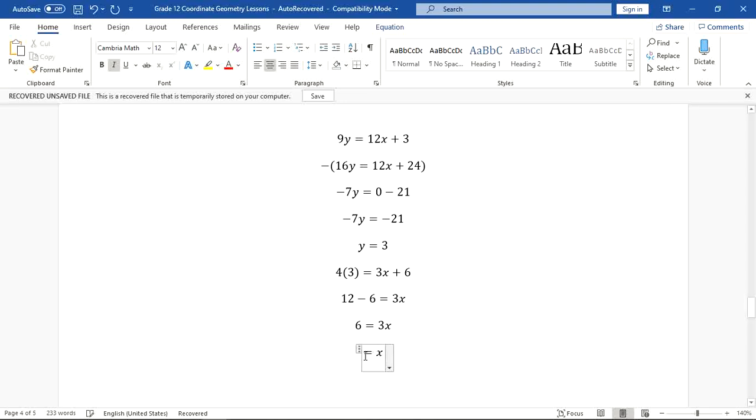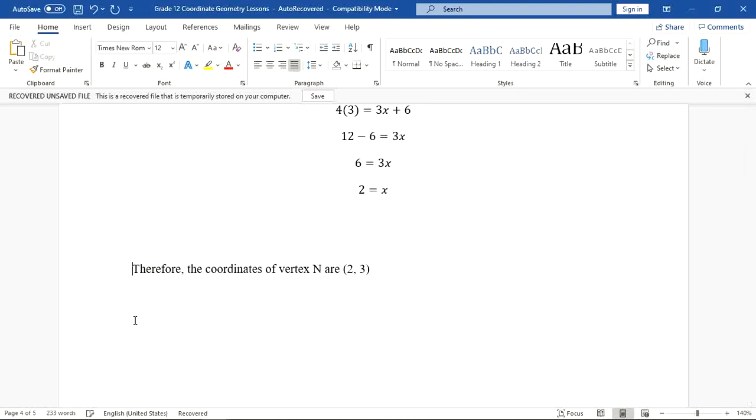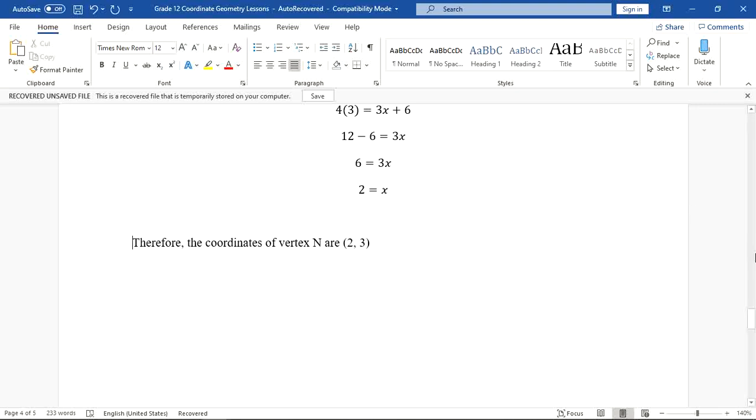So the coordinates for vertex N are here. Therefore, the coordinates of vertex N are positive 2 and positive 3.